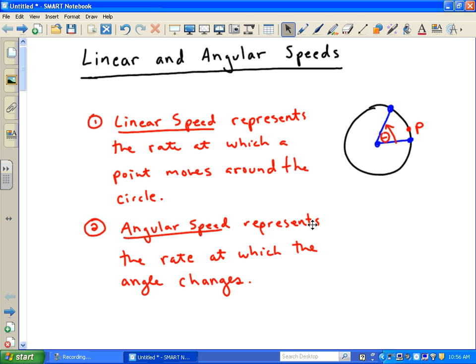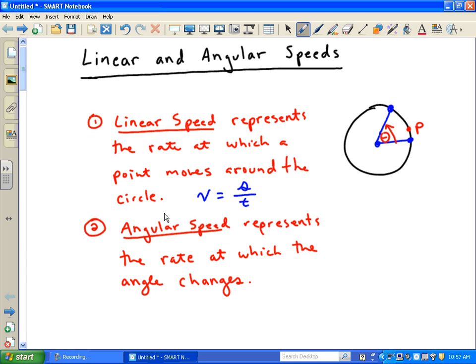The other thing we're going to consider is angular speed. Angular speed represents the rate at which the angle changes as I take this initial side and I rotate it around. And so angular speed is the rate at which my angle is changing. Now, this being the case, I need formulas for both of these two topics. Linear speed is denoted by the letter V, and the formula for that is arc length divided by time.